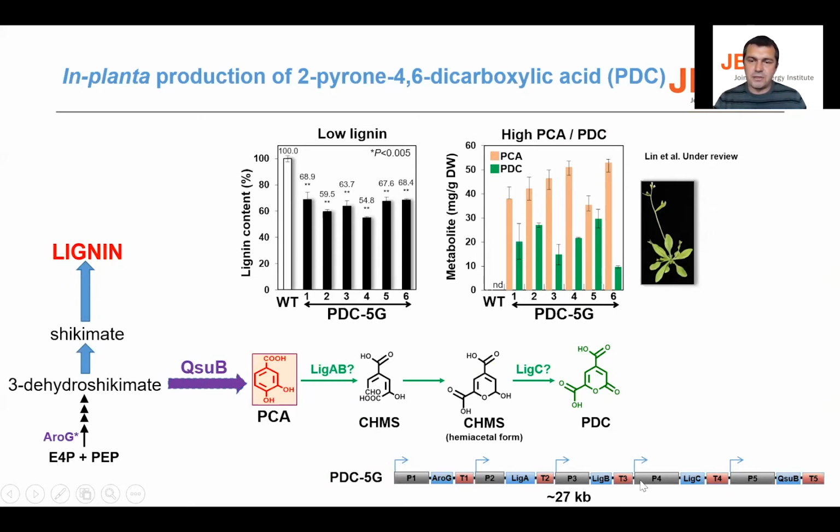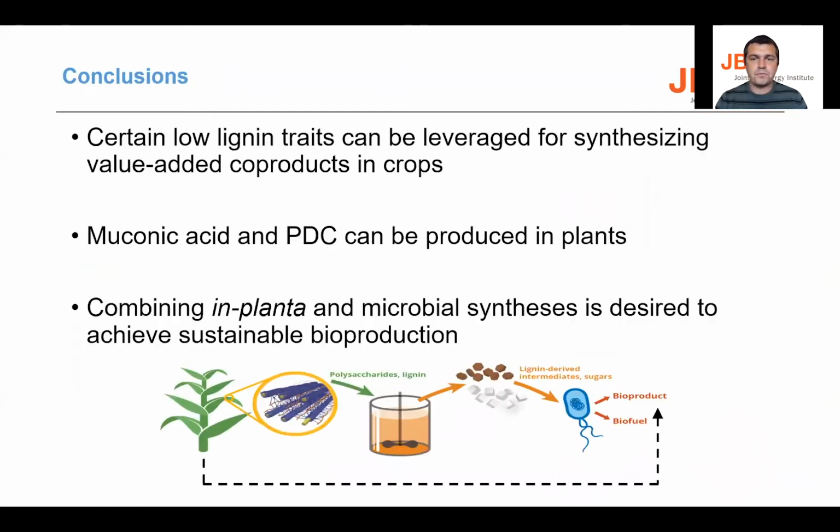And finally, we built a similar construct for sorghum transformation using these 5 genes under the control of constitutive sorghum promoters. So these are my conclusions. I showed you that certain low lignin traits, such as the one promoted by the QSUB gene, can be leveraged for synthesizing in planta some value-added co-products and doing some trait stacking. Muconic acid and PDC are 2 such bioproducts, and we believe that combining in planta synthesis of chemicals with the microbial synthesis can improve the overall titers of bioproducts.